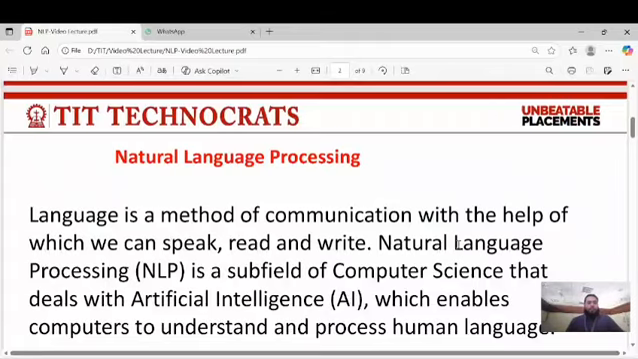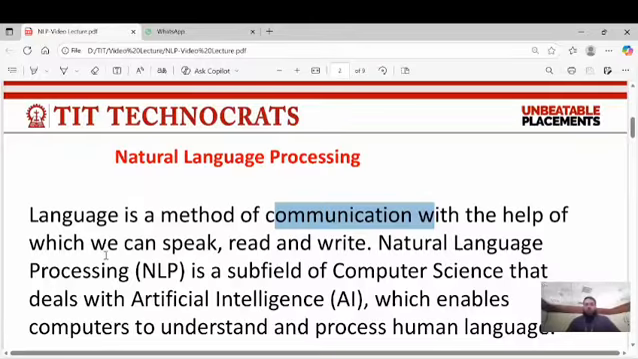Hello students. Today we are discussing NLP. Before starting natural language processing, we all need to know about language. So the very first question is, what is language? A language is a method of communication with the help of which we can speak, read and write.